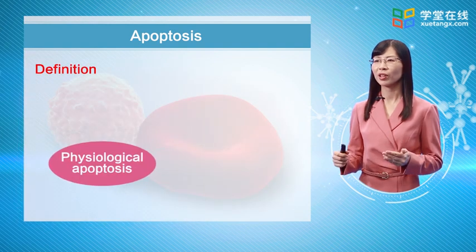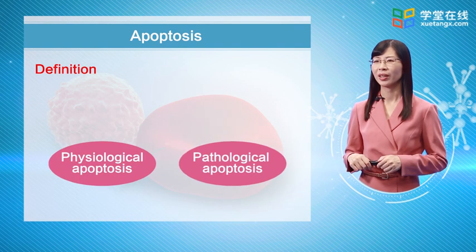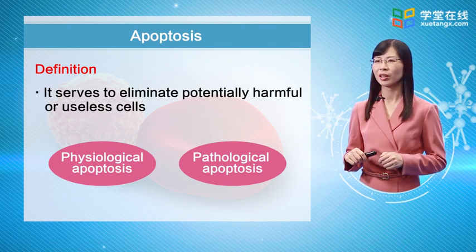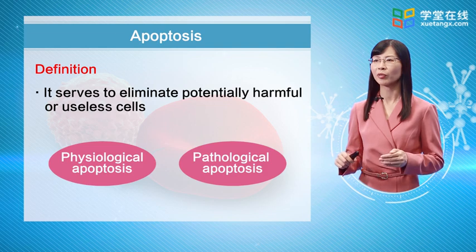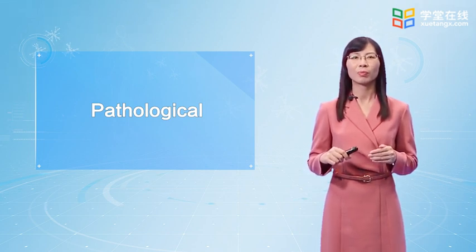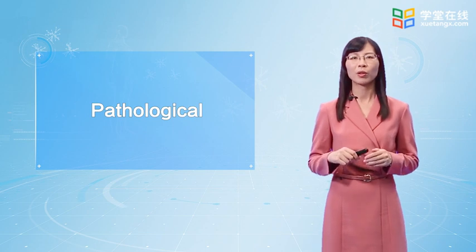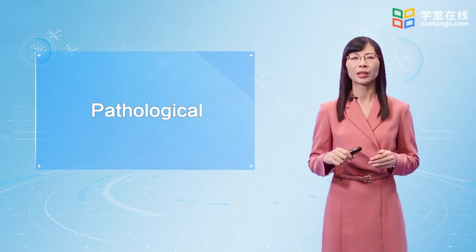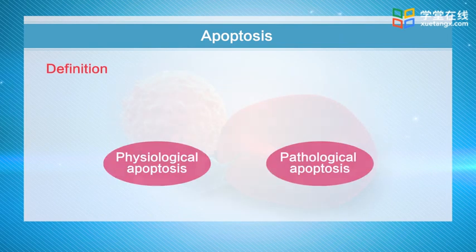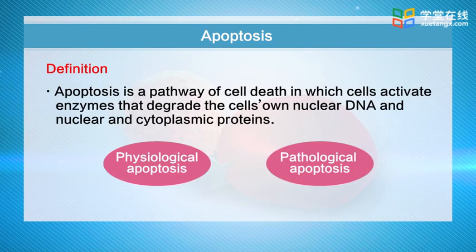Apoptosis can be physiological or pathological. In many normal situations, it serves to eliminate potentially harmful or useless cells. In pathological situations, apoptosis occurs to get rid of the irreparably damaged cell. Apoptosis is a single-cell death and determined by genetic programs within the cell. Apoptosis is regulated by biochemical pathways.